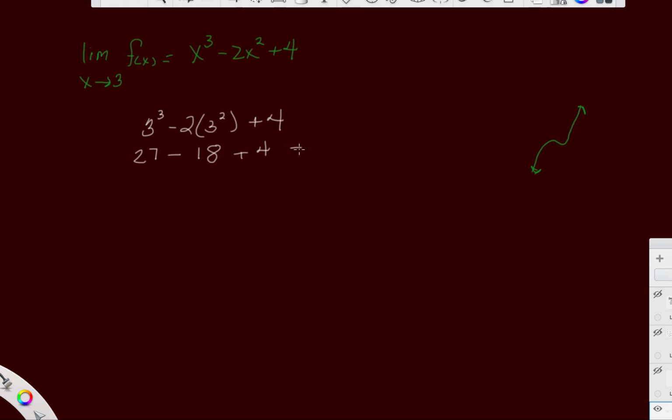Seems about right. So we would say that the limit as x approaches 3 of this function is going to be equal to 13. And that's all you're going to have to do for limits. See how easy it is? I didn't give you any other types of limits that we had to worry about, limits to infinity or anything like that. It wasn't necessary.